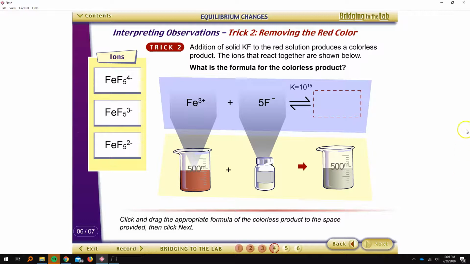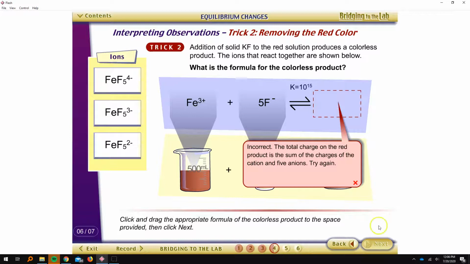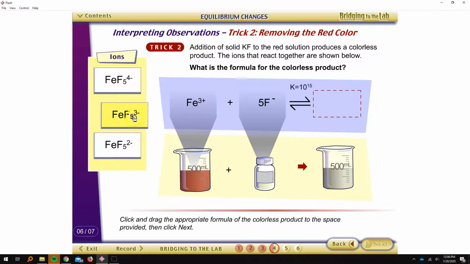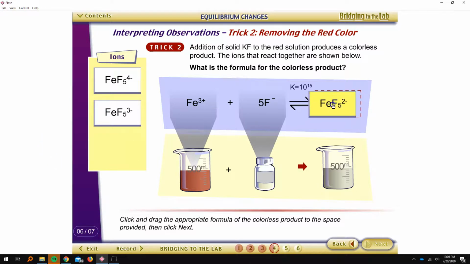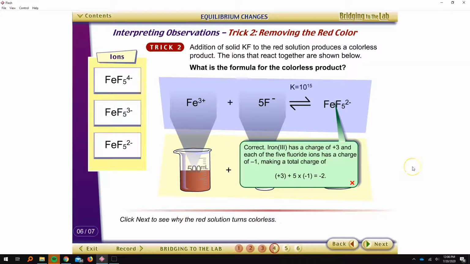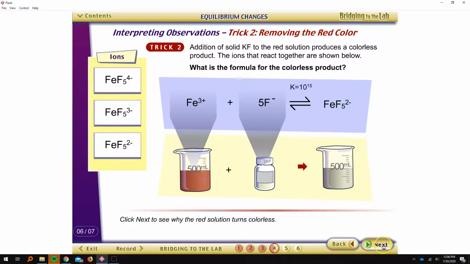So what's the colorless product? We got iron 3+ and 5 fluorides. So what would that make when it hooks up together? +3 minus 5. What do you think? +3 minus 5. Does that make a -4? No way, Jose. What about a -3? No. How about a -2? Good. So you're going to put that in there for the trick 2. And make sure you have a K in there when you answer the question. And let's see what's next.